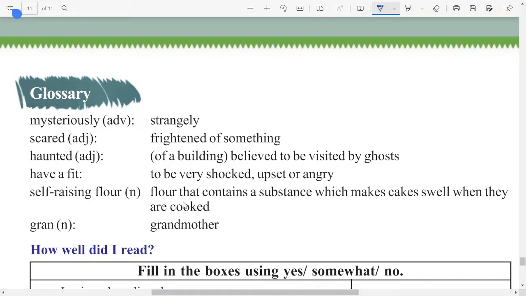Self-raising flour, like the flour that contains a substance which makes cakes swell when they are cooked, like we call it soda. Next one, gran is grandmother, or in some cases they use granny, G-R-A-N-N-Y. Okay, so granny, they mean as grandmother.